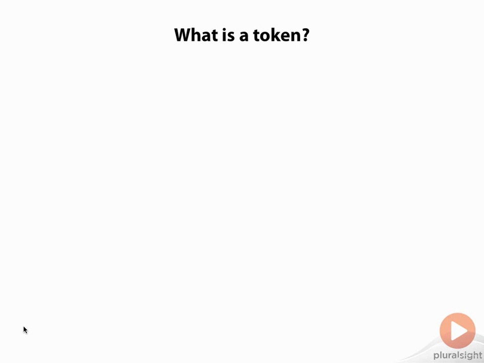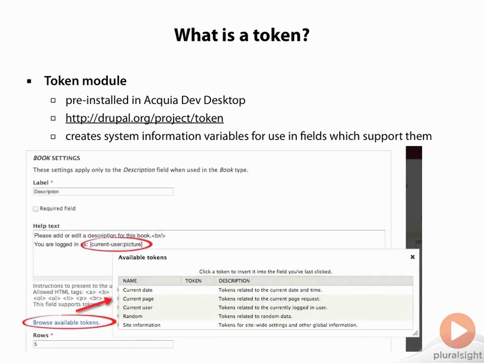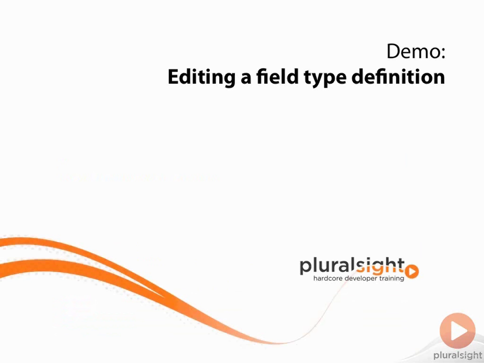Here, we also want to introduce the idea of the token module. The token module is pre-installed in Acquia Dev Desktop, and what it does is take system information and create variables that you can use to render in fields in Drupal which are designed to support them. As an example, the help text field, when we go in to edit field definitions, supports tokens. We'll be able to click on Browse Available Tokens to look up the dozens of different tokens which are available, and then click to embed the text for that variable within a particular field. So let's jump in and take a look at this.